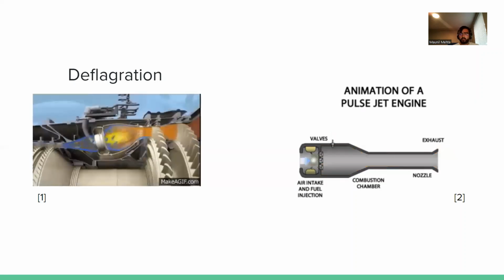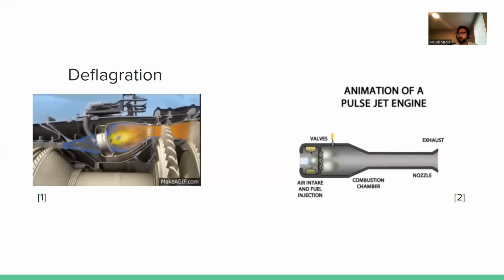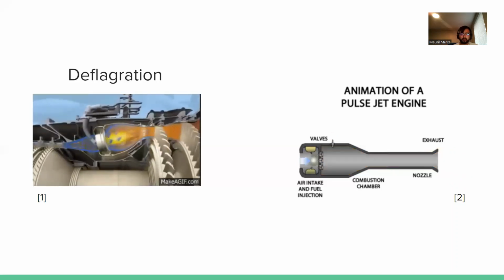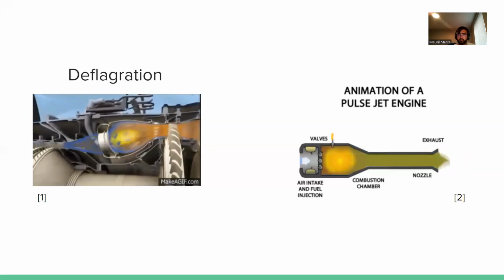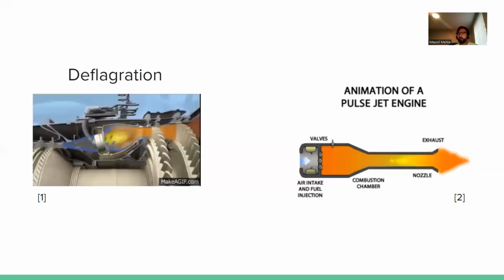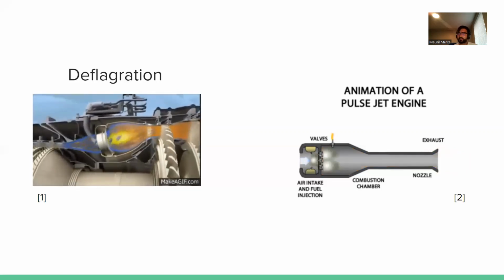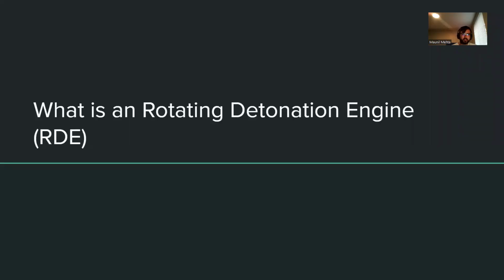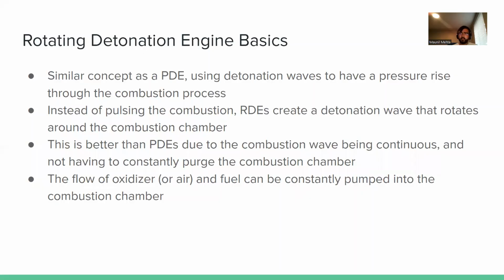The design is limited by mechanical parts as the valves have to open up over and over again, and that obviously can't happen that quickly. So those top out at around 250 pulses per second, but a theoretical one would have around 1,000 pulses per second. So the next step in that is the rotating detonation engine. What is that? So let's get into that.